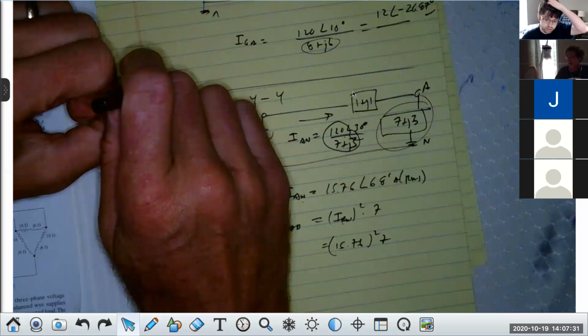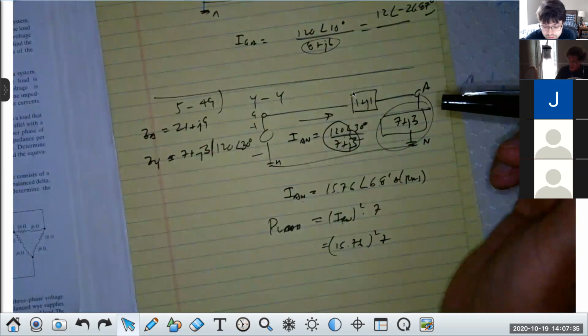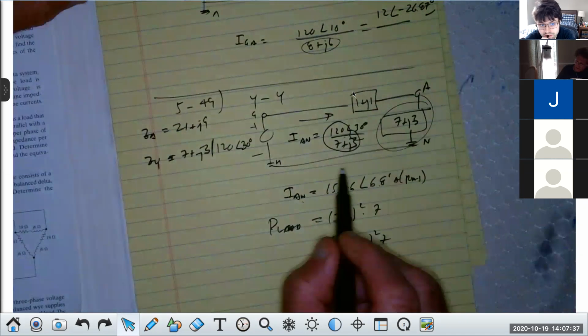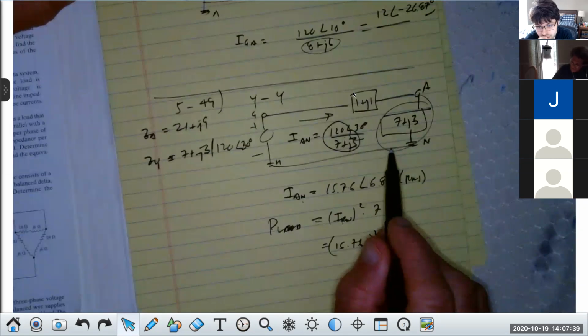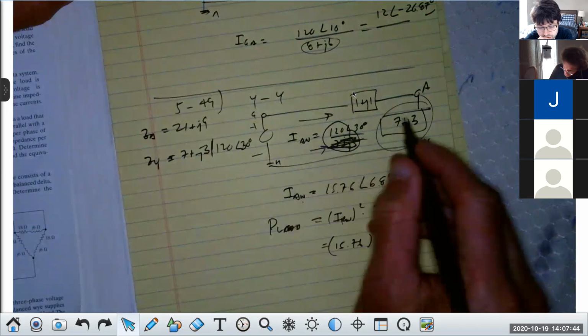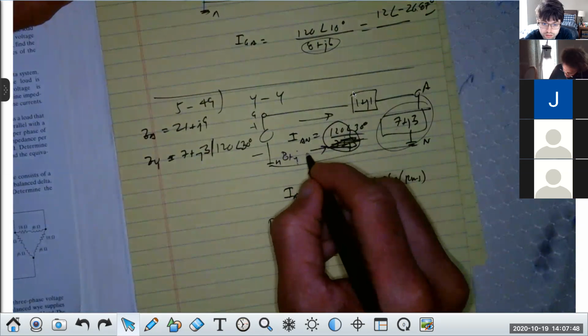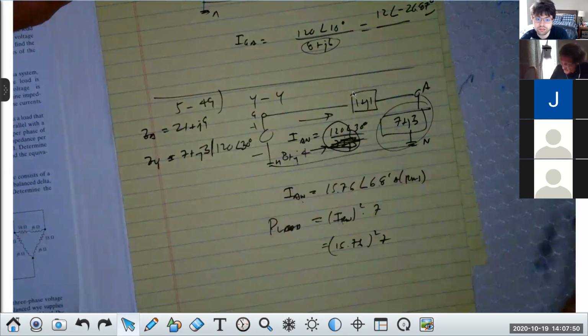For that I8 in there, do you not need to account for the line load? Well, didn't I, for this one? Sorry, you're absolutely right. It would actually be 8 plus J4, pardon me. I'm very sorry about that. Thank you so much.